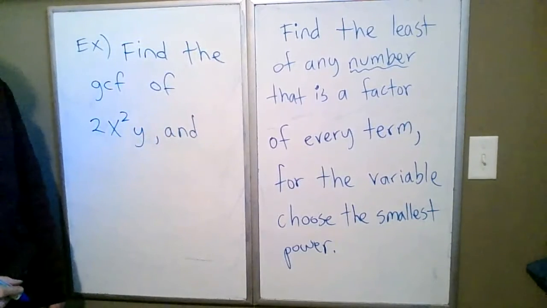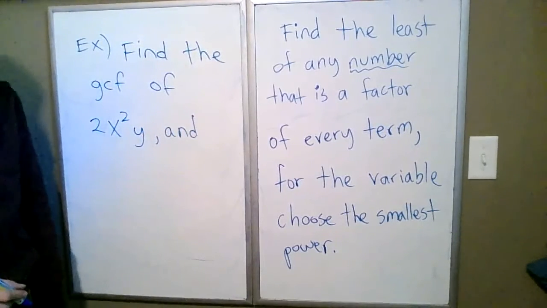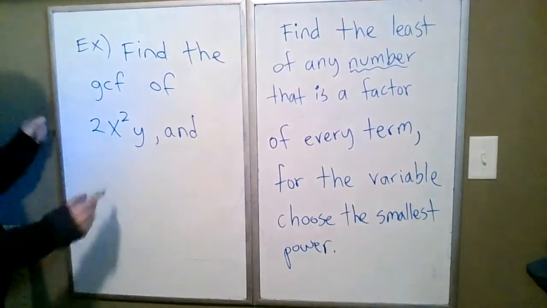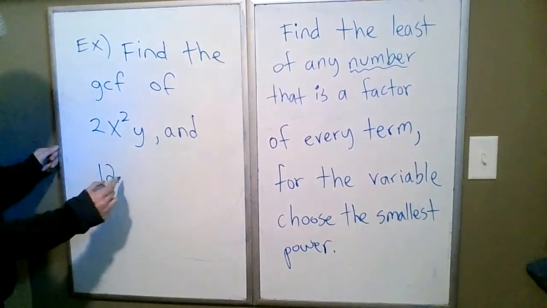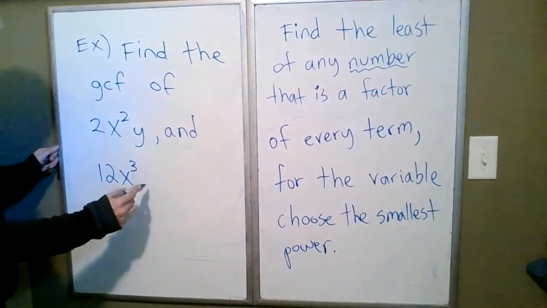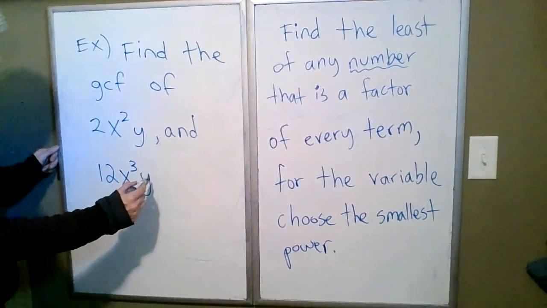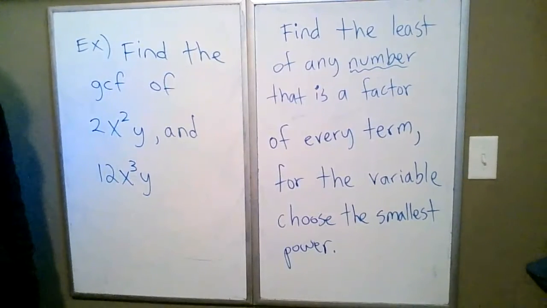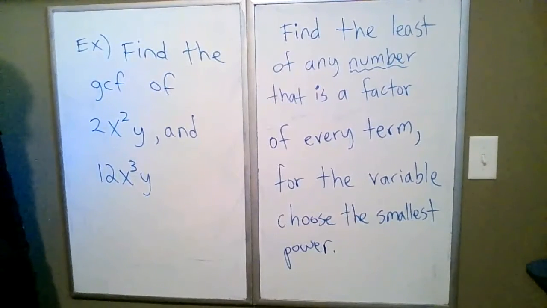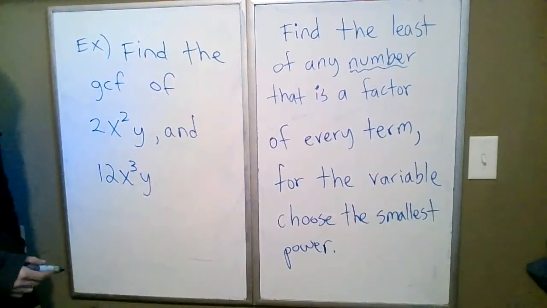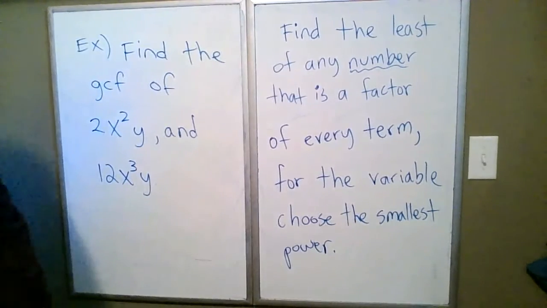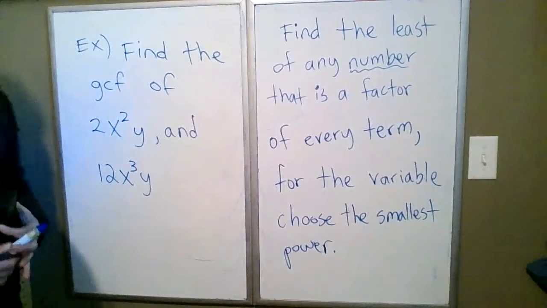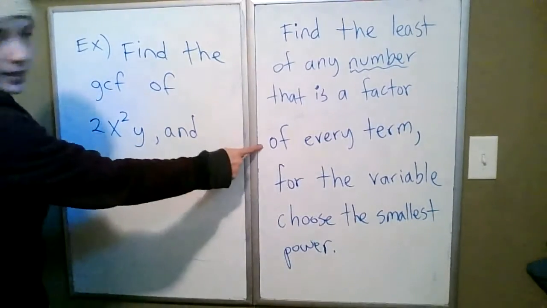The other expression or term is going to be, let's do 12x cubed. Here's the common factor. So I'm going to just start working on it, but then we're going to erase this first part.